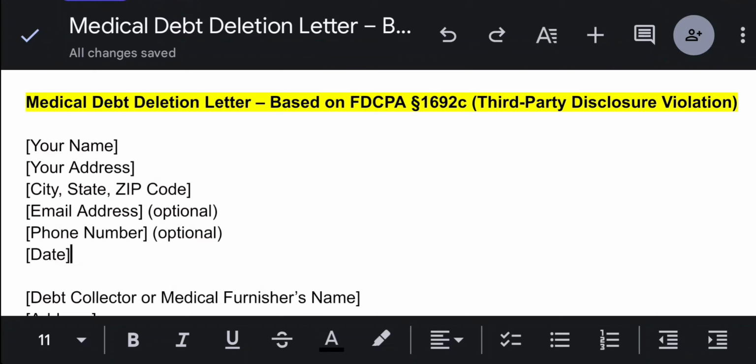So this is a medical debt deletion letter based on the FDCPA 1692C, third-party disclosure violation. More on that later, but you definitely want to screenshot that, write that down so you can look into it, because the goal is not for you to need to depend on me. The goal is for you to look into some of these nuances of these codes and see how they actually apply, so you can apply them to yourself. And then once you understand how it works, now it just makes you more equipped, more self-sufficient, push you on a whole other level.